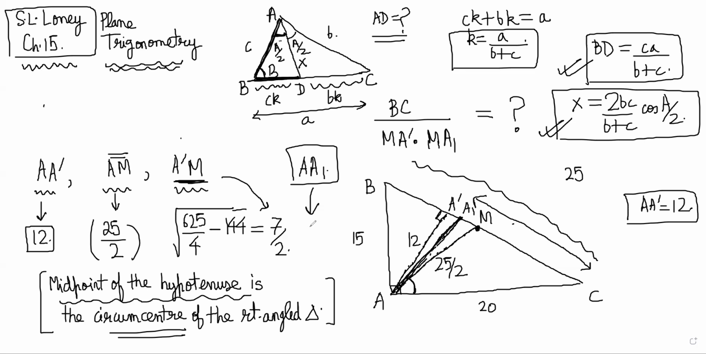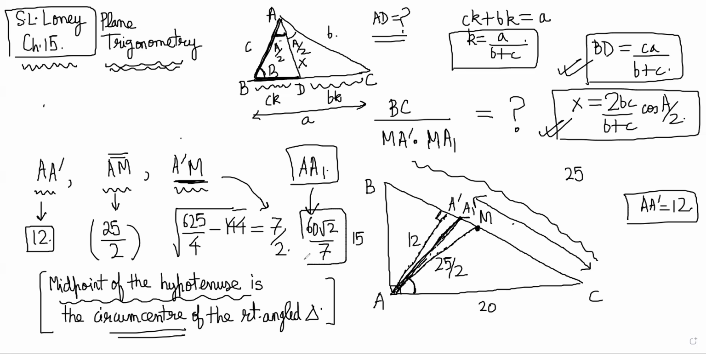Sir, I think I am getting 7 by 2. 7 by 2 is not it, that is A dash M. The length of AA1. Sir, 12 by 7. You have confused yourself. I am talking about the length of angle bisector AA1. Oh, sir, I think it is 60 root 2 by 7. Correct. That is 10 by 7 into 6, 60 root 2 by 7. That is correct.